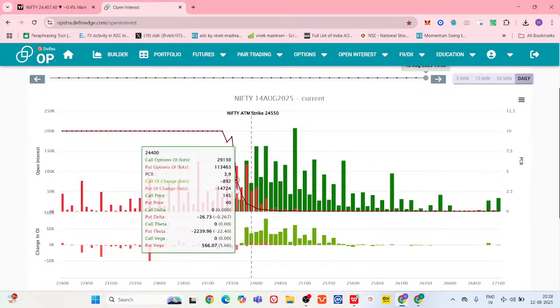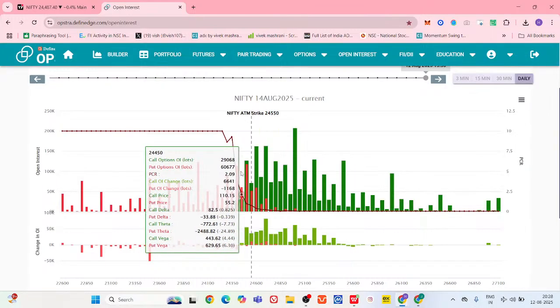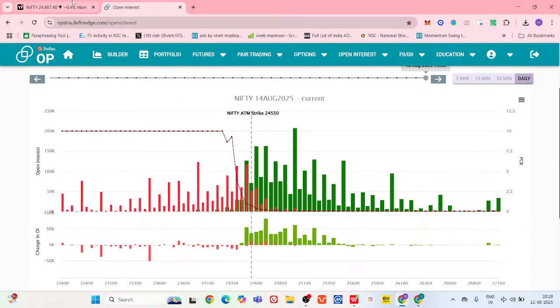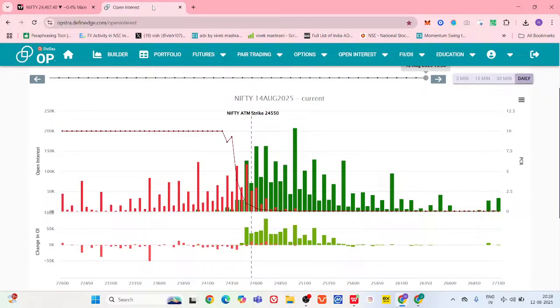But you see the next, where is the put side? 24,400. So you know the price range now. But based on this, we cannot trade. As I mentioned, the market may open down, or there is a possibility that it may open up. Let us see the Bank Nifty data also, so we'll get a much clearer picture. But I'll tell you what my understanding is for tomorrow.